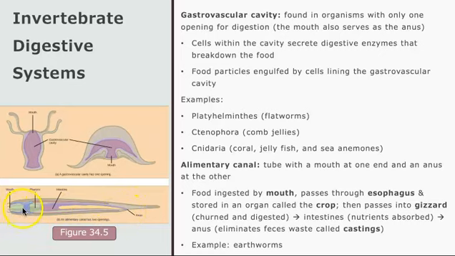So food will be ingested through the mouth and pass through the esophagus and then into an organ called the crop, and then it'll pass into a gizzard in which it will be churned and digested, and then it will move into the intestines where the nutrients will be absorbed, and eventually we get the feces or the waste product that gets eliminated through the anus, and this is going to be called castings. Examples of this would also include our earthworms.